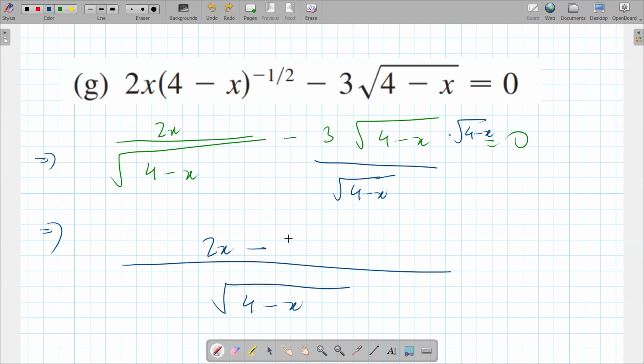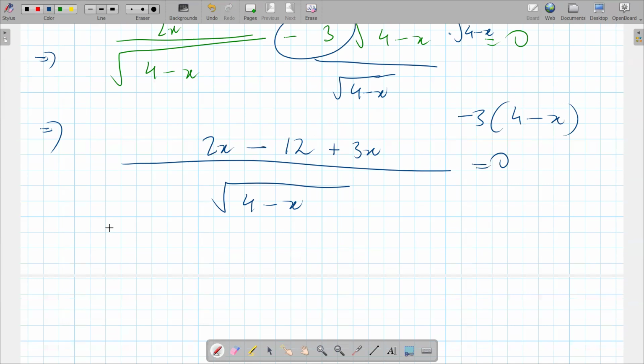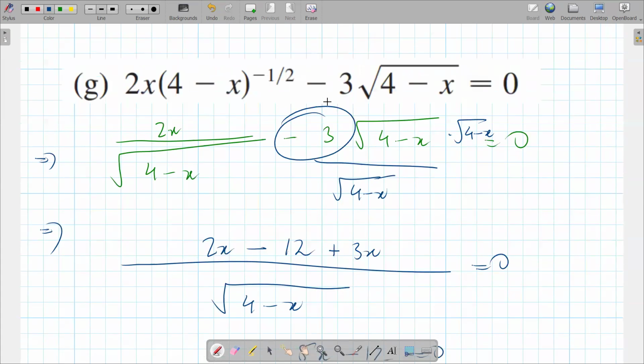So it'll be negative 12 minus 3x or plus 3x? Plus. Negative 3 times 4 minus x, so it'll be negative 12 plus 3x equal to 0. Can we multiply both sides by the denominator to get rid of the denominator? Yes. So you get 5x minus 12 equals 0. x is 12 over 5. So we solve this complicated looking thing in 3 steps, right? Not that difficult. Cool?